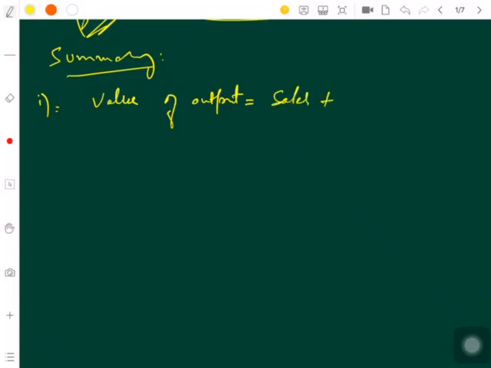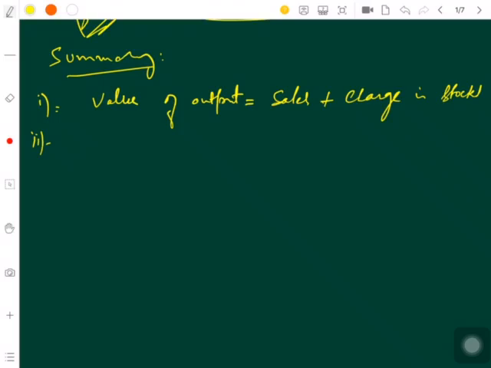What will the summary look like? Number first, value of output is equal to sales plus change in stocks. So output is always at market price. As I said, if it is not indicated, it is at market price.